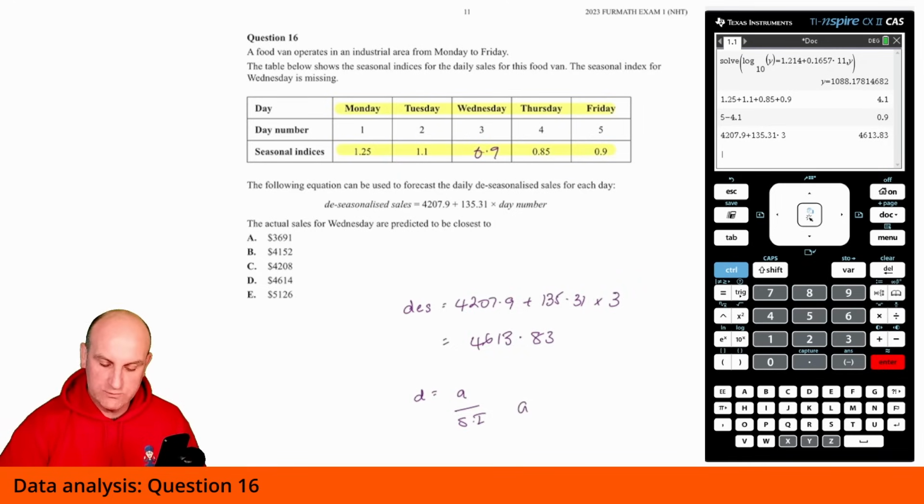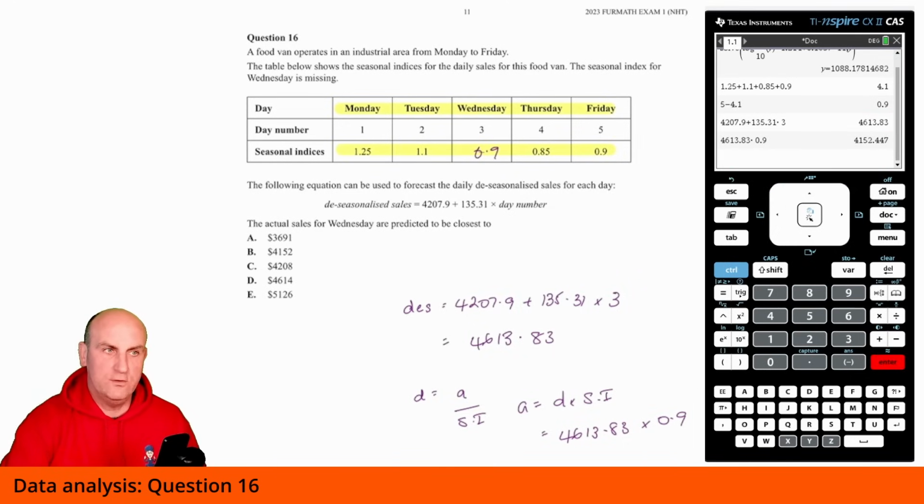So if I want my actual, I'm going to do my deseasonalized multiplied by my seasonal index, which is going to be 4613.83. And I'm going to multiply that by 0.9. So let's do that now. So let's do my answer, please, times 0.9. Gives me 4152.447. Which one of those is that going to be closest to?